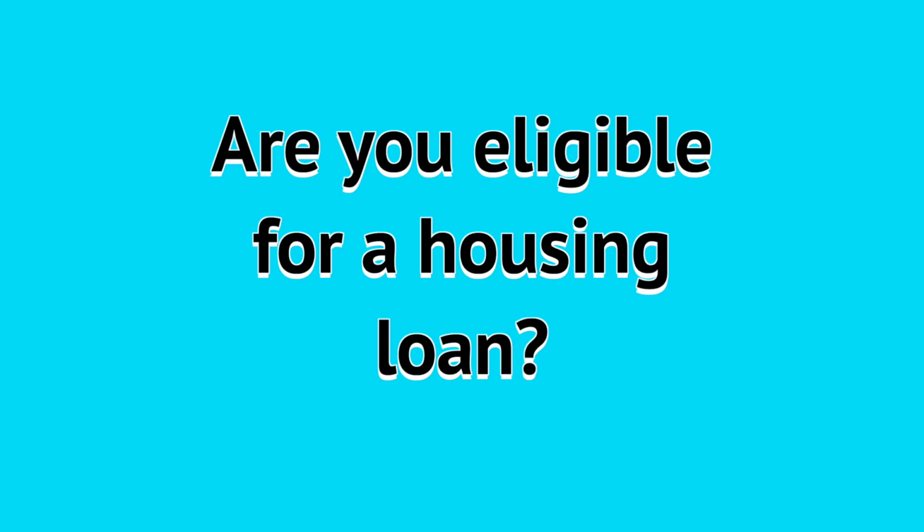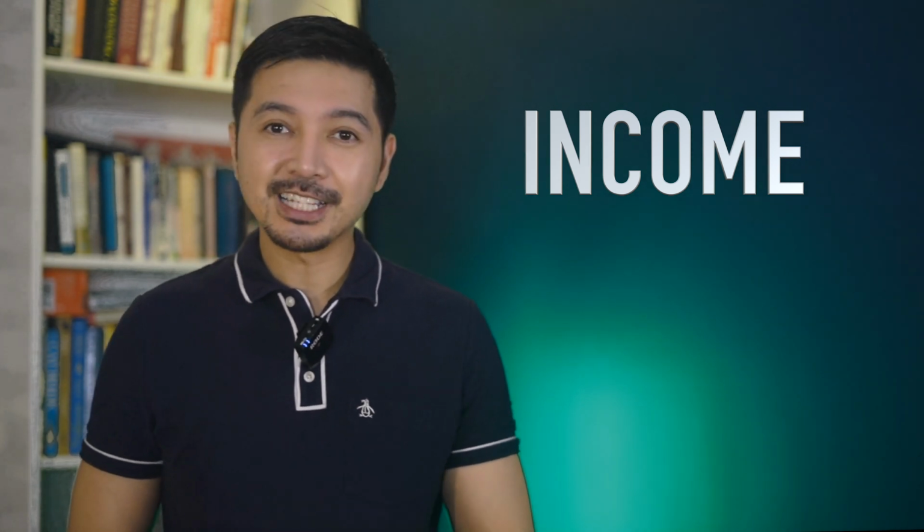So are you eligible for a housing loan? First and foremost, you have to have an income. Whether you're employed, self-employed, or freelancer, you have to be able to show that you have an income. And next is your age. You have to be an adult, of course, but not more than 65 years old at the time of the application and not more than 70 at the date of maturity for Pag-ibig.